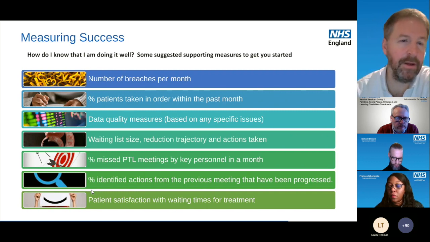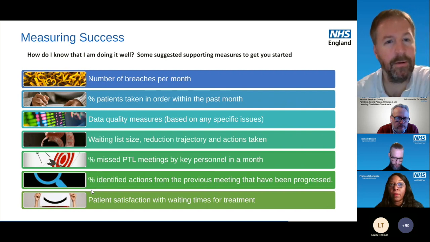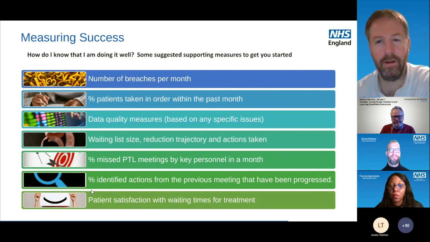And also, importantly, looking at patient satisfaction. I'll talk a bit in a minute about developing waiting time standards in conjunction with patients and other key groups. You need to make sure that people are actually happy with the service that they're receiving, something beyond the friends and family test, ideally. Next slide, please.